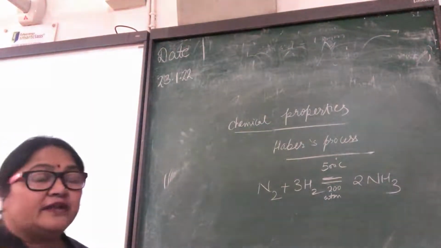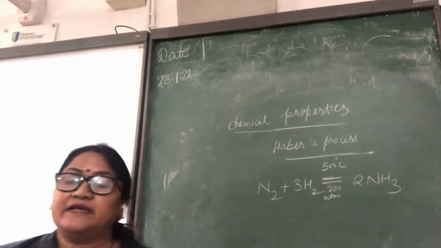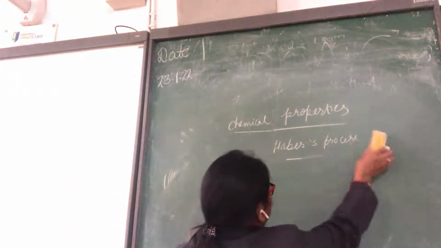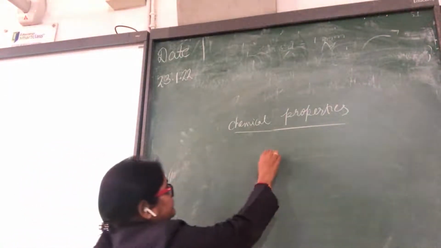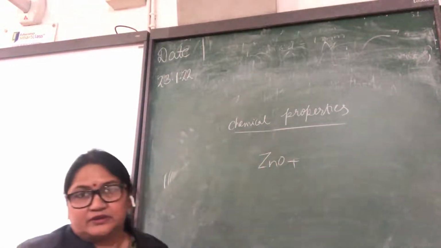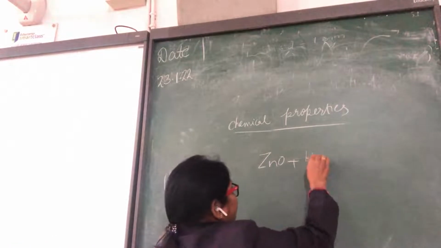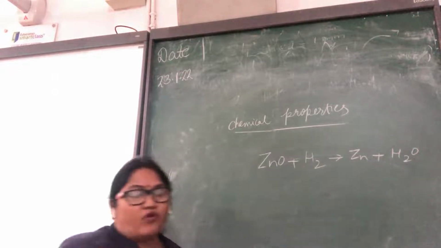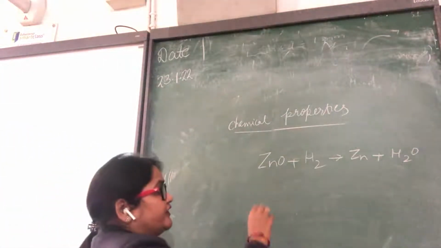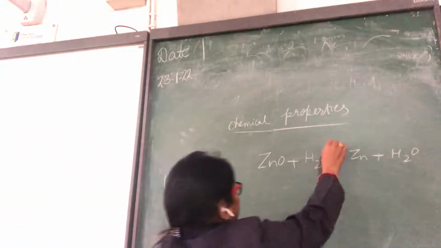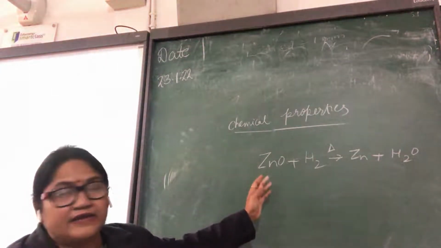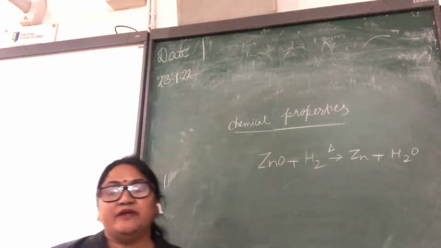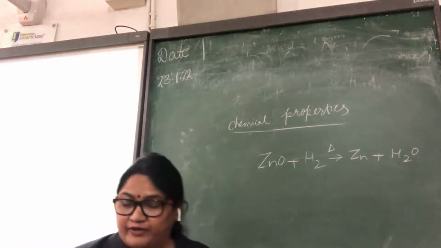Another important property of hydrogen is that it acts as a reducing agent. Reducing agent means, suppose any oxide is there, say zinc oxide. Hydrogen has the reducing property, so it will reduce zinc oxide to zinc, and water will be formed. Whenever any oxide reacts with hydrogen, it is reduced and water is formed. Another important property of hydrogen.